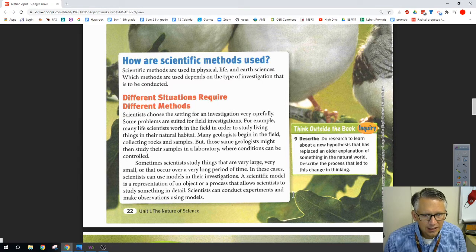Sometimes scientists study things that are very large, very small, or occur over a very long period of time. In these cases, scientists can use models in their investigation. A scientific model is a representation of an object or process that allows scientists to study something in detail. Scientists can conduct experiments and make observations using models.